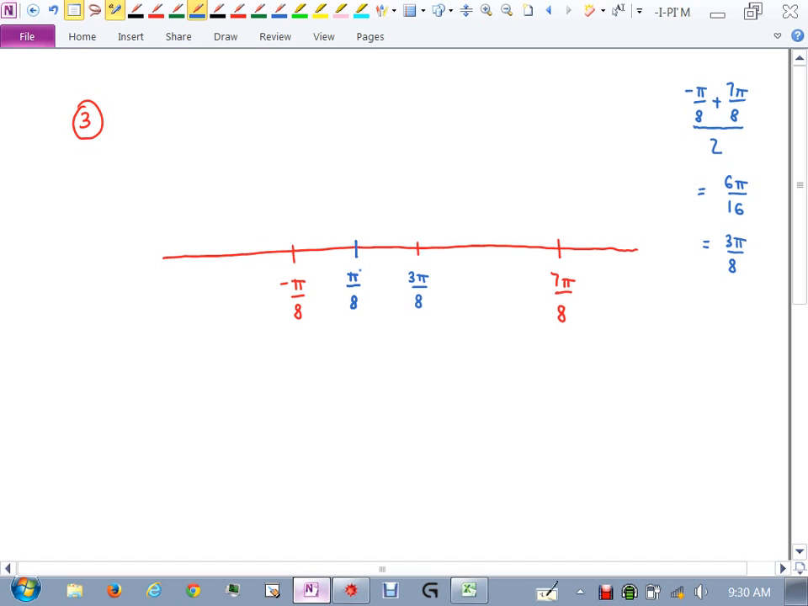All right. Now I need to do the midpoint between these two right here. So I add them up. 3 pi over 8 plus 7 pi over 8 is 10 pi over 8, divided by 2 is 10 pi over 16, right? 10 pi over 16. And then reduce that. So what would you get? 5 pi over 8. Those are our 5 important points.